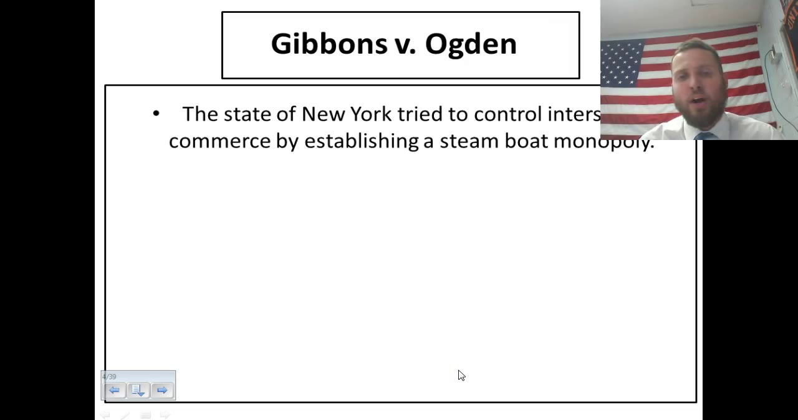The state of New York tried to control interstate commerce by establishing a steamboat monopoly. A steamboat monopoly which would be in effect in New Jersey's waters, because New Jersey and New York share the same waters. So here's the question. Who controls interstate commerce, the state government or the national government?